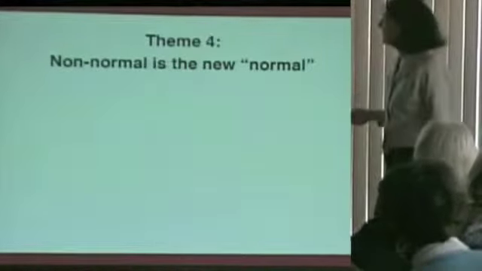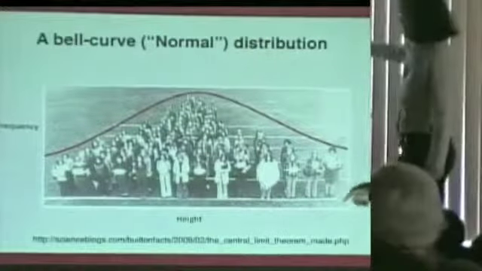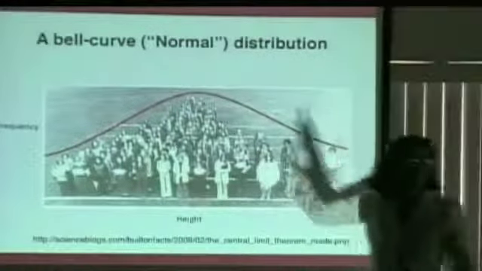So let me explain that. Okay, so what is normal? Well, here's the mathematical definition of normal. It's a bell curve. This is called a normal distribution. So this is height, right? Frequency. And this is a nice picture because it shows, like, here are the shortest people, here are the tallest people. And most of the people are in the middle.